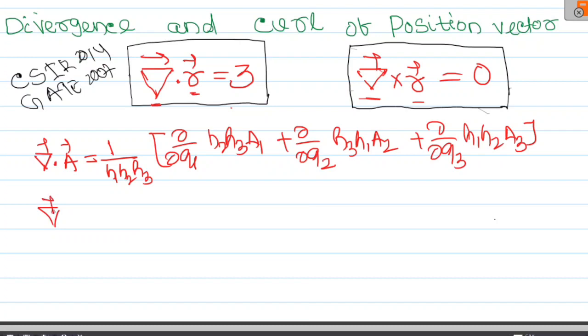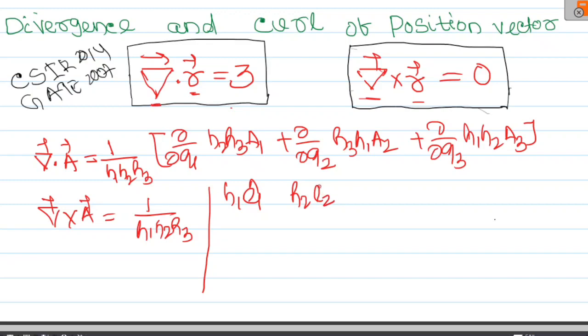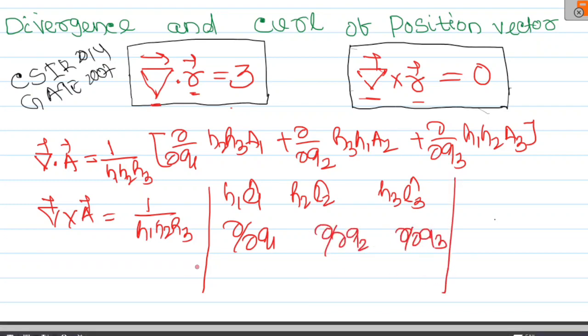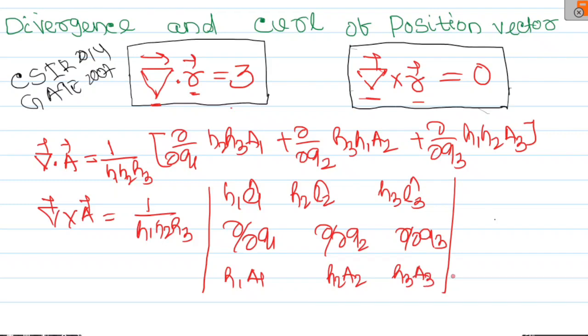Next, curl of any vector is given by 1 by h1 h2 h3 times the determinant with first row h1 e1 cap, h2 e2 cap, h3 e3 cap, second row del by del q1, del by del q2, del by del q3, and third row h1 a1, h2 a2, h3 a3.